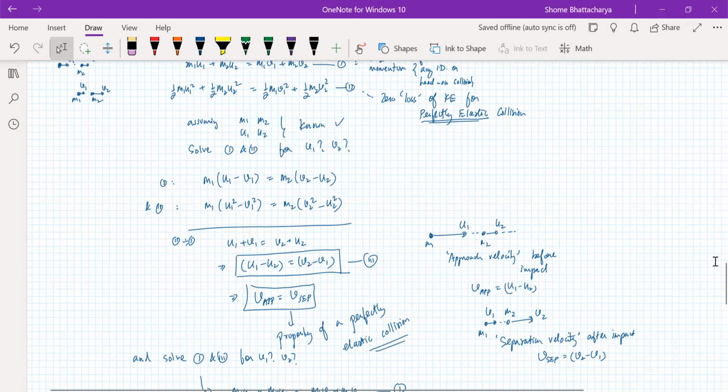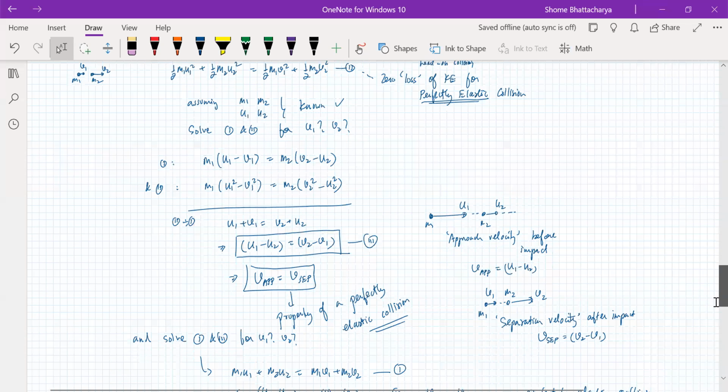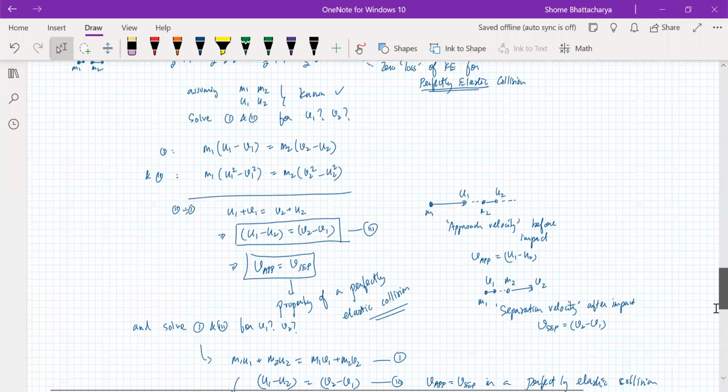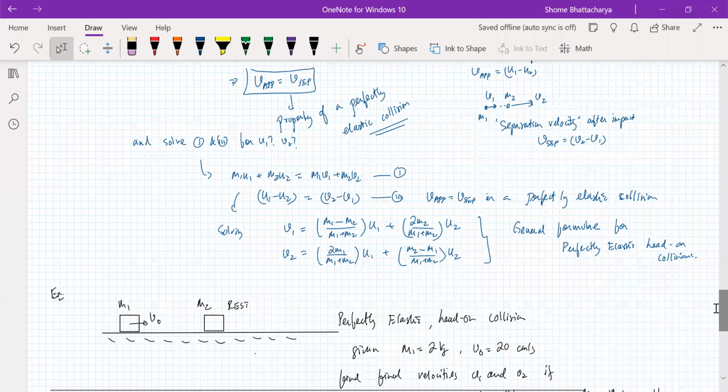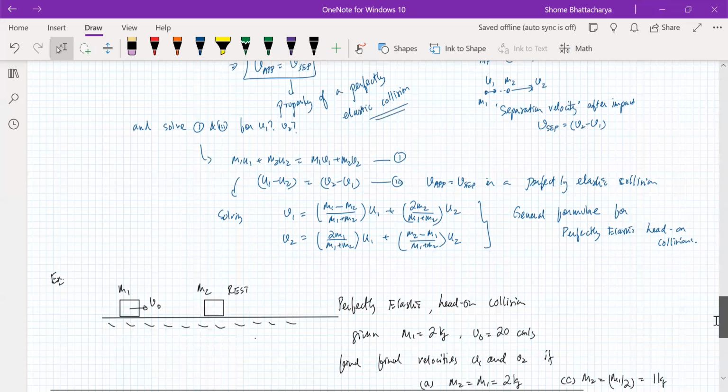Okay, so I'll come back to the question now. You can either go with the solving method which I have shown over here, that you can generate equations 1 and 3, momentum conservation and the fact that approach velocity equals separation velocity in the case of a perfectly elastic collision, and then solve them numerically. Or you can just apply the formula directly and substitute the values of M1, M2, U1, U2 and calculate V1 and V2 for each of the cases. So the full data of the question is below here.